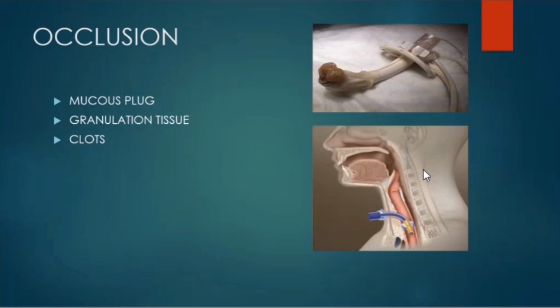And granulation tissue. This can happen because of the pressure of the tracheostomy tube tip itself or because of repeated suctioning. Especially if the suction tip is passed beyond the length of the tracheostomy tube, it can injure the mucosa, which eventually can develop the granulation tissue, and that can be complete or partial and block the tracheostomy tube. Clots, again, as we said, because of repeated suctioning or any pathology lower down in the lung can also cause clots.